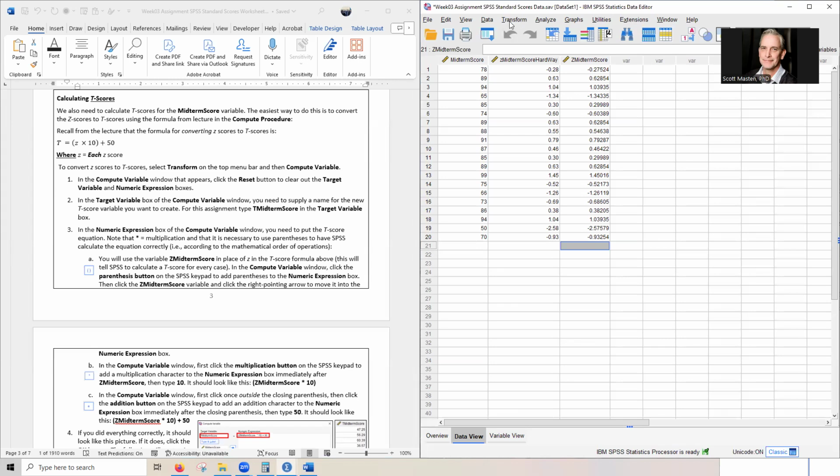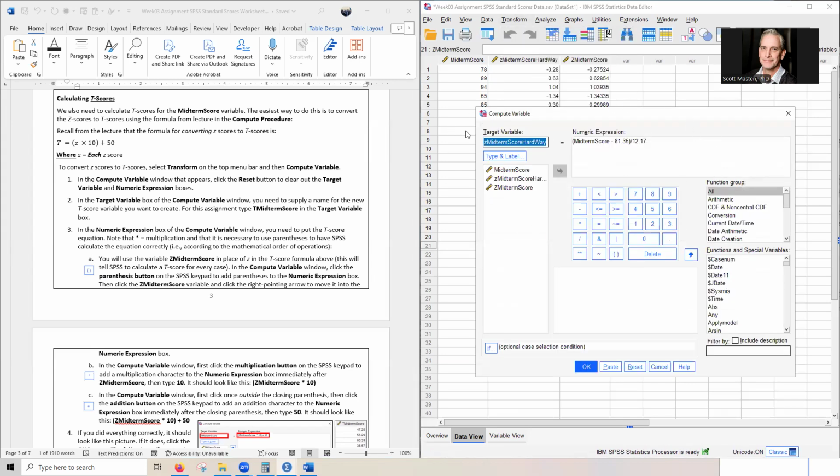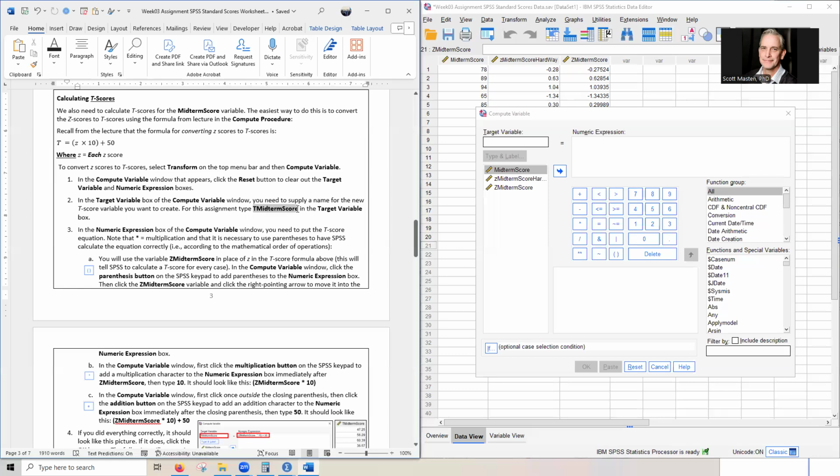So let's go over to transform and compute. Because there's already a bunch of stuff in here, I'm going to hit reset just to clear everything out. And I give you a name to use, T midterm score. So I'm just going to copy that on over.